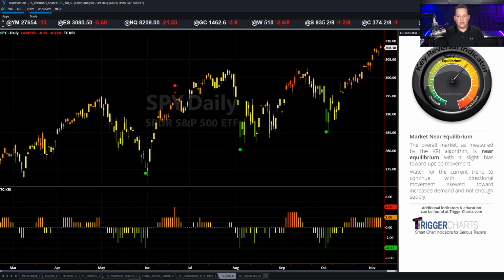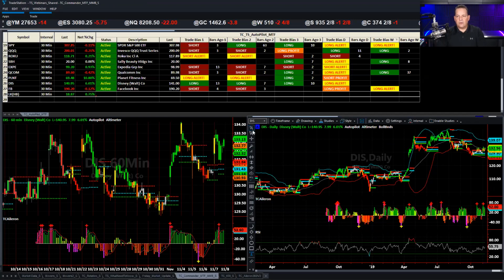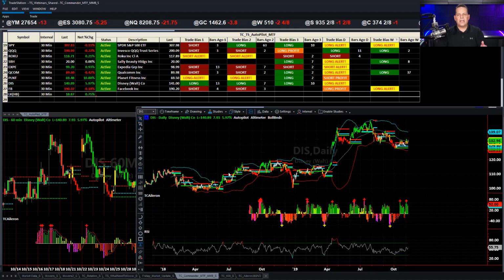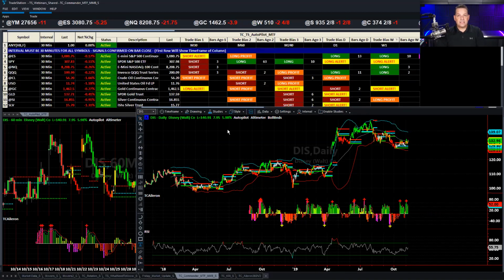So where are we going from there? Well, let's take a look. What I did right now, and we'll make this a little bit bigger, we'll focus on this daily chart today for educational purposes. You can use this on any chart, 30-minute, 15-minute, whatever you want. On the top, we have the famous radar screen for the autopilot, which shows you multiple time frames across a line for any particular symbol.